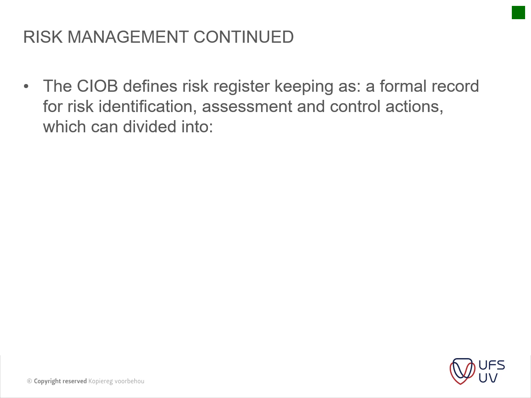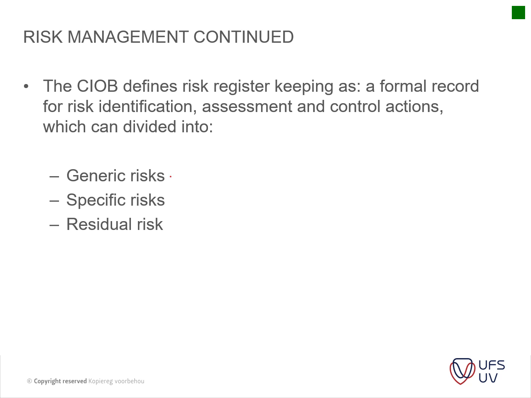Okay, then the CIDB defines risk register keeping as a formal record of risk identification, assessment, and control actions, which can be divided into our generic risks. The generic risks represent risks which are irrespective of project type or nature.